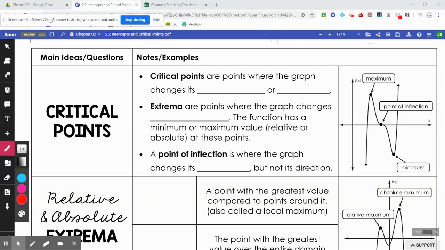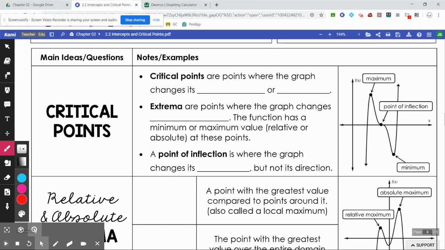In this video, we're going to be talking about some other characteristics of graphs called critical points. And critical points are any point on your graph where your graph changes its direction or shape.